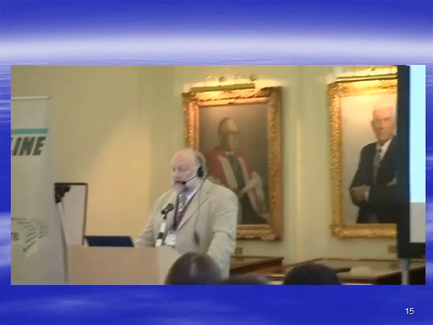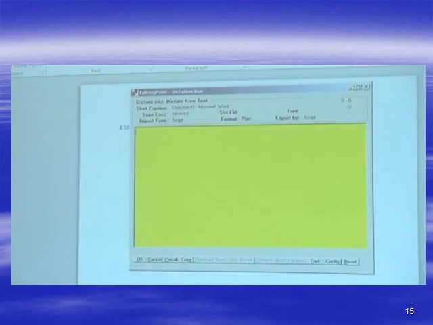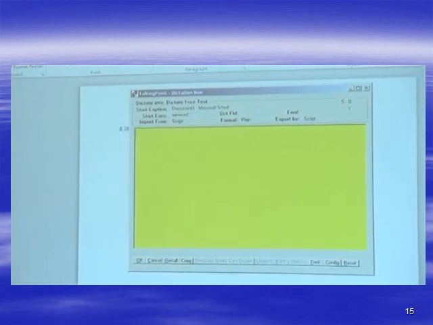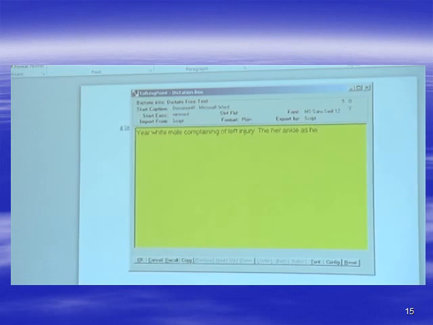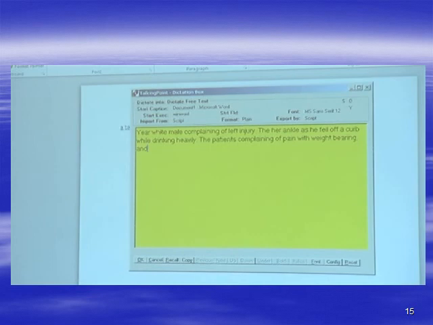21-year-old white male complaining of left ankle injury. The patient states he hurt his ankle as he fell off a curb while drinking heavily. The patient is complaining of pain with weight bearing and denies any other injuries. The patient states he suffered the injury last evening. Past medical history is significant for hypertension, angina, and moderate alcohol use.